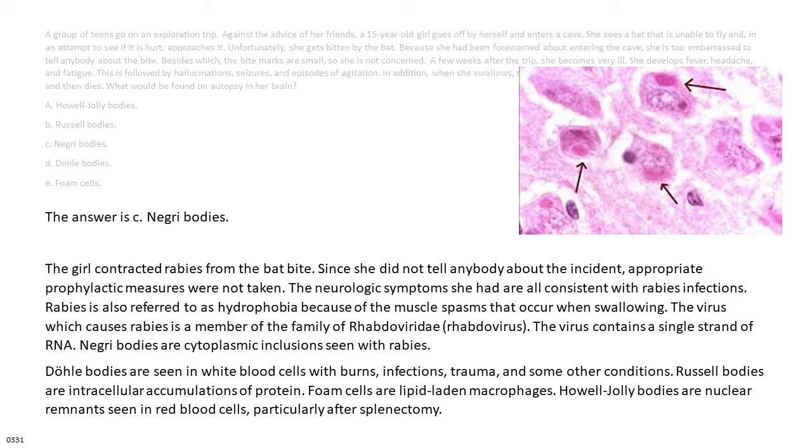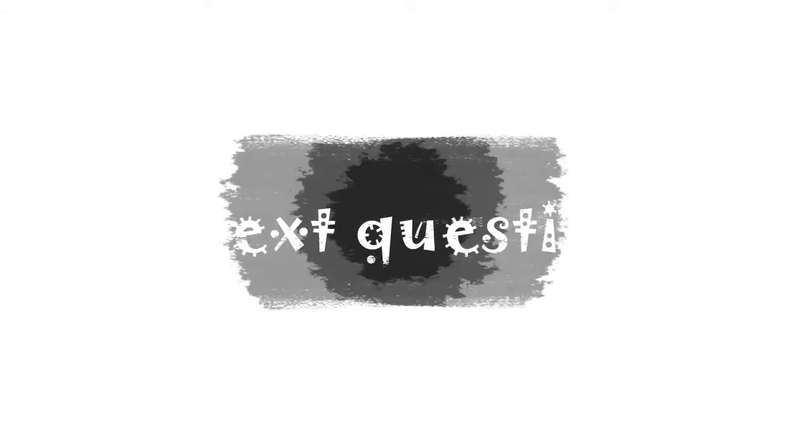The virus which causes rabies is a member of the family Rhabdoviridae, a rhabdovirus. The virus contains a single strand of RNA. Negri bodies are cytoplasmic inclusions seen with rabies. Dohle bodies are seen in white blood cells with burns, infections, trauma, and some other conditions. Russell bodies are intracellular accumulations of protein. Foam cells are lipid-laden macrophages. Howell-Jolly bodies are nuclear remnants seen in red blood cells, particularly after splenectomy.